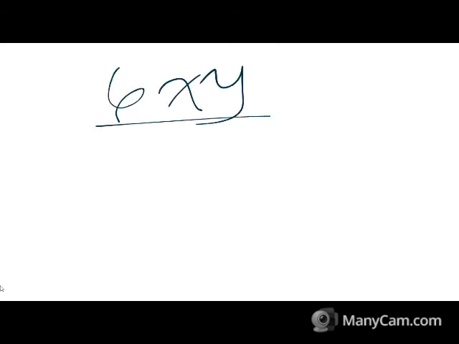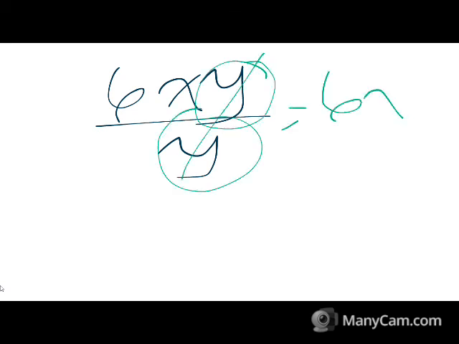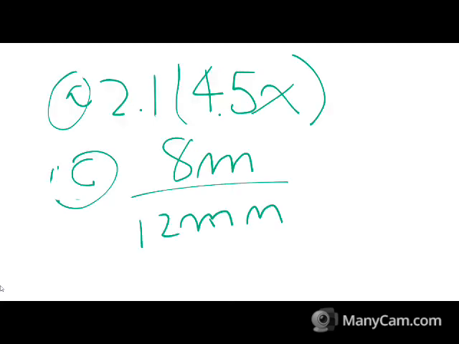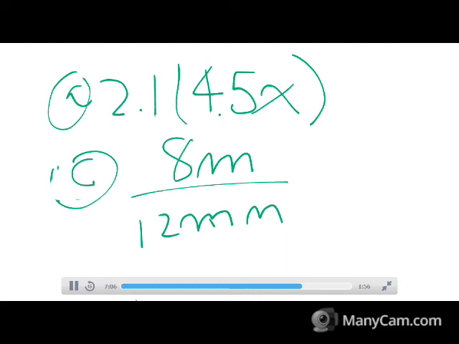Or what I could have done is, as we will learn later, you notice that there is a y on top and a y on the bottom. So I'm going to cross them out, and I'm left with 6x. So why don't you try these two Got Its, letters A and C, in your student companion book.